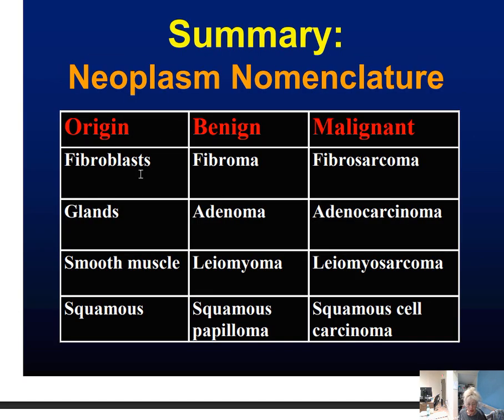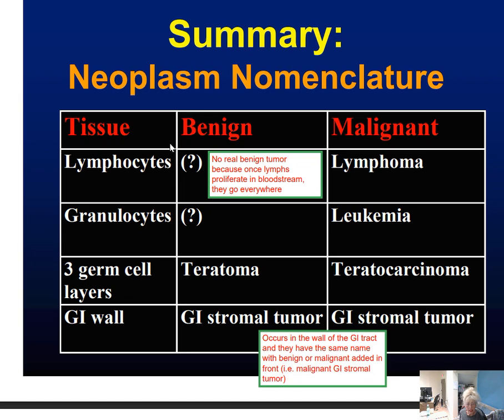Here's our nomenclature. Origin: we have fibroblasts, glands, smooth muscle, and squamous. Fibroblasts, benign fibroma, malignant fibrosarcoma. Glands, benign adenoma, malignant adenocarcinoma. Smooth muscle, benign leiomyoma, malignant leiomyosarcoma. Squamous, squamous papilloma, malignant squamous cell carcinoma. Remember, they have the keratin pearls. Again, we take a look.